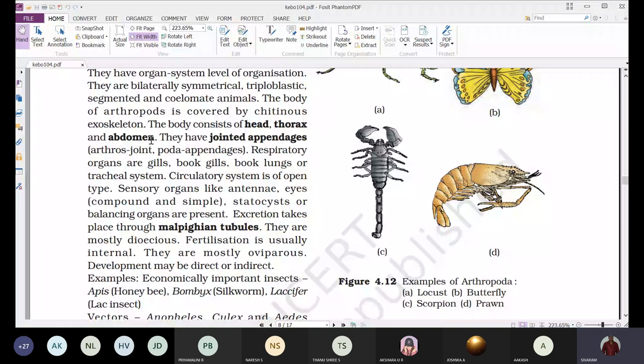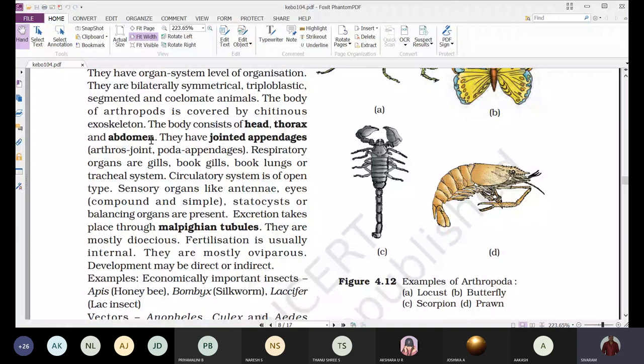And that part we are calling the head. The sense organs and the brain, or nervous system, are concentrated at the anterior end because that is the first part of the organism which encounters the environment. Whenever any organism moves into the environment, it moves with its anterior end, not with the posterior end. So the conditions of the environment can be detected with these sense organs concentrated at the anterior end.